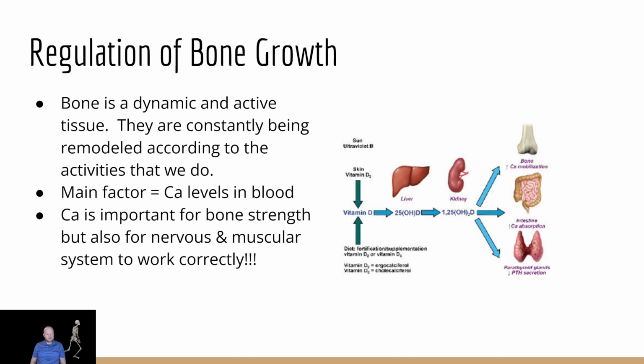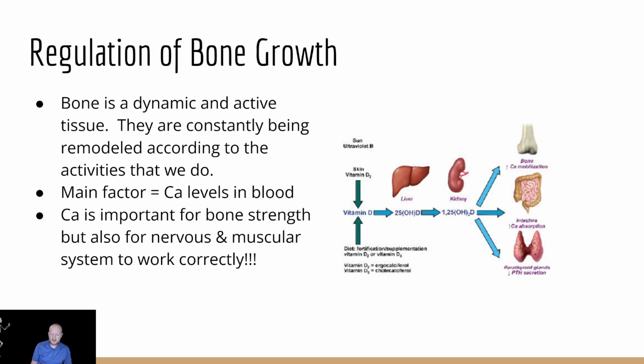So the regulation of bone growth: bone is dynamic and active tissue. That means its composition, its size, its shape is constantly changing and remodeling according to the activities we do. The main factor is going to be calcium levels in our blood. Calcium's important for bones, but it's much more important for the nervous and muscular system to work correctly. Bones are definitely secondary, not the priority. That priority is making sure our nervous system is functioning properly, that we're able to transmit nerve impulses, and making sure our muscular system is able to work correctly, to move us around, to digest, to do everything we need to do, to beat our hearts.